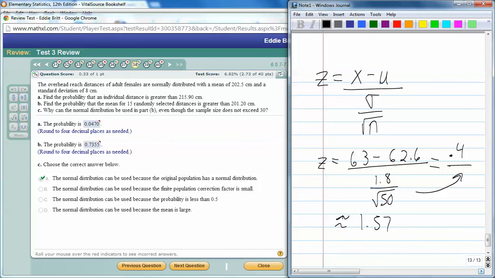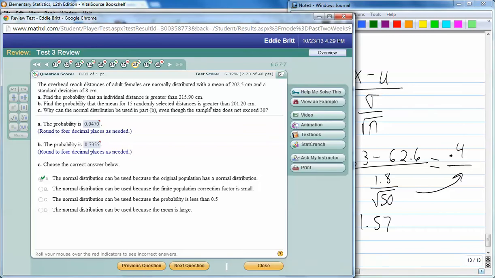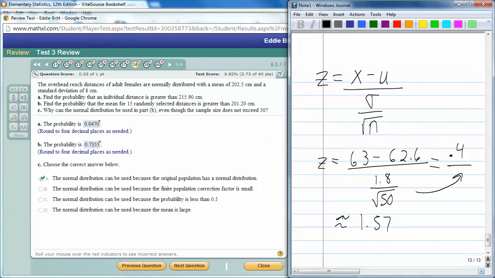Alright. Now with this problem you need to be careful because it says greater than. So whenever you find a z-score for any of this, I've worked out all of these.